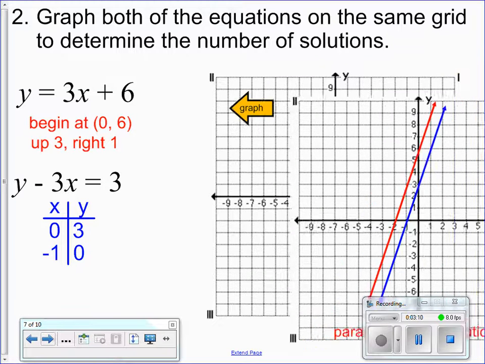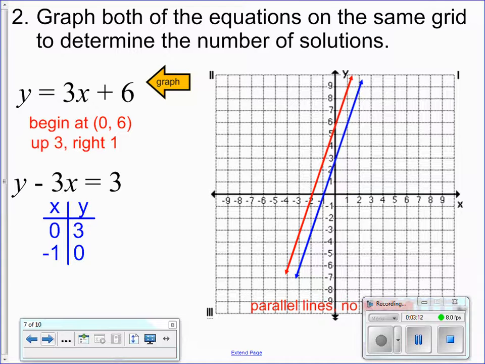So we'll graph those two intercepts and the slope. So the red one you see begins at 6, and it goes up 3, right 1. And the second one has intercepts of (0, 3) and (-1, 0). The lines are parallel, so there's no solution.